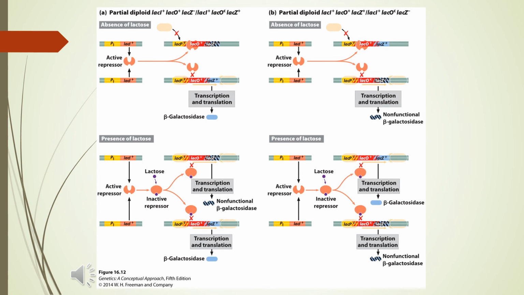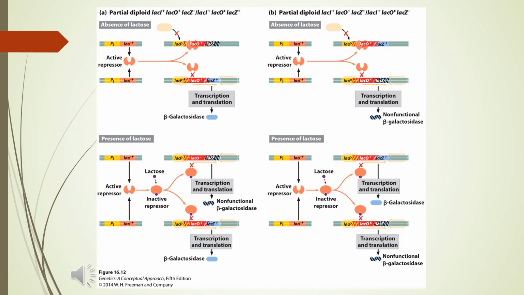In the second case, when lactose is present, the active repressor will be produced. This active repressor binds with lactose to form an inactive repressor. So the inactive repressor will not bind to the operator region. So at the first site, lac O is positive, lac Z is minus. That means RNA polymerase will transcribe and produce a non-functional beta galactosidase because lac Z here is mutated.